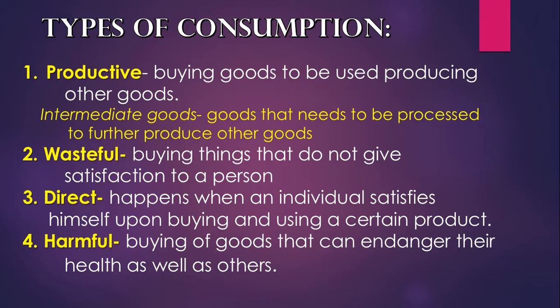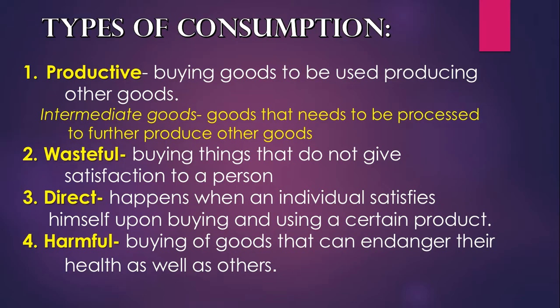Third is what we call direct consumption. Wherein in direct consumption, we normally purchase something or buy something in order to satisfy that immediate need that you have. So for example, if I'm hungry, in order for me to satisfy my hunger, I go to the canteen and buy food. So the food that I buy directly will satisfy my hunger. So in that case, direct consumption.